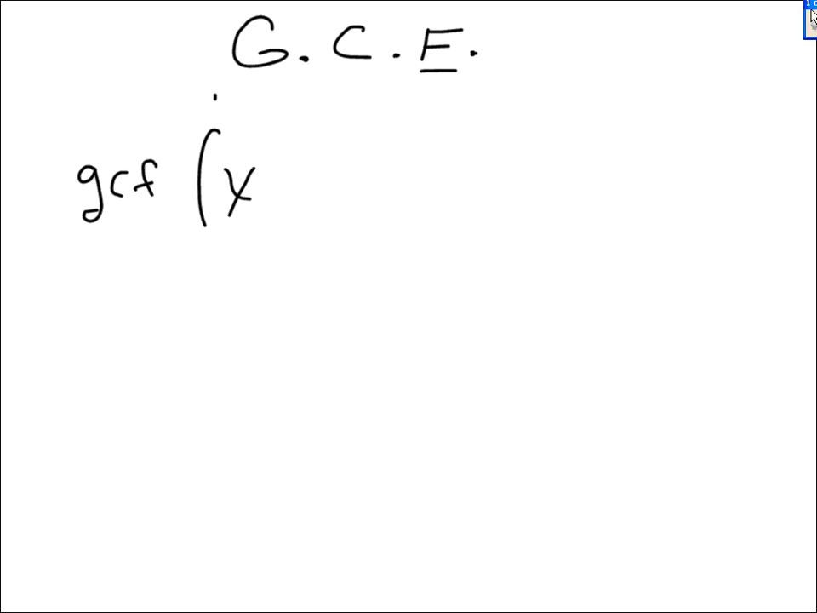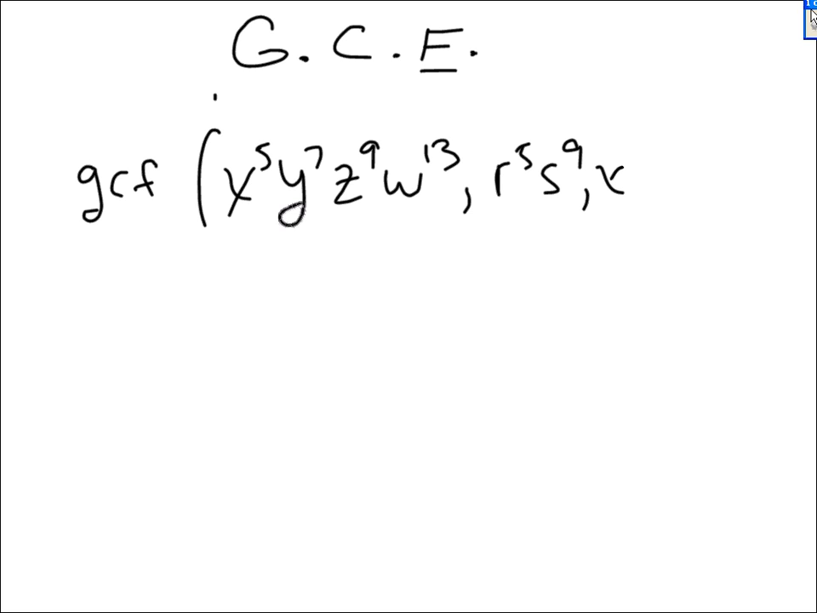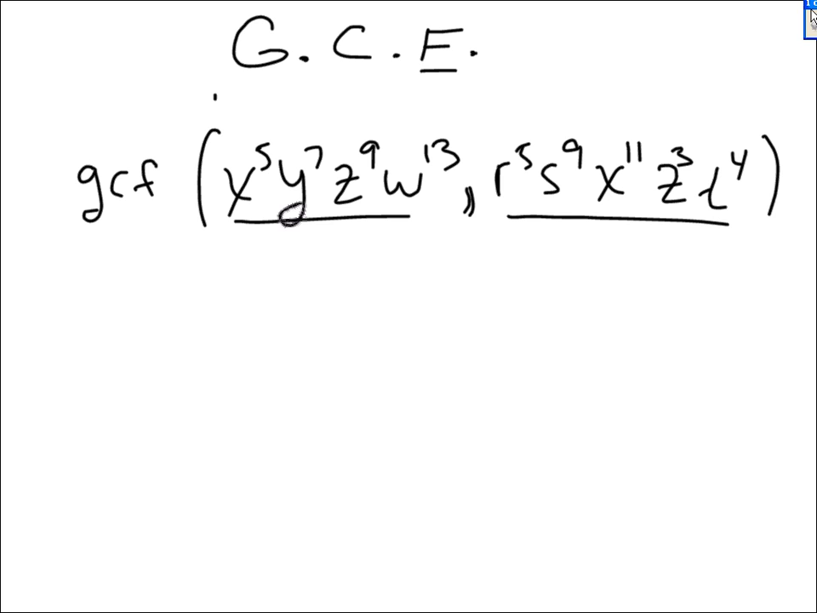So, if you have X to the 5th, Y to the 7th, Z to the 9th, W to the 13th, and R to the 5th, S to the 9th, X to the 11th, and Z cubed, and T to the 4th. And I didn't mean to put commas in all those places, sorry. So we're finding the GCF of two terms. This term and that term.